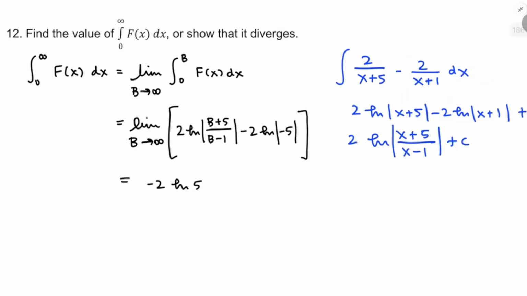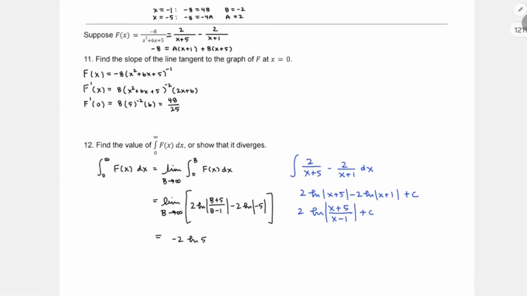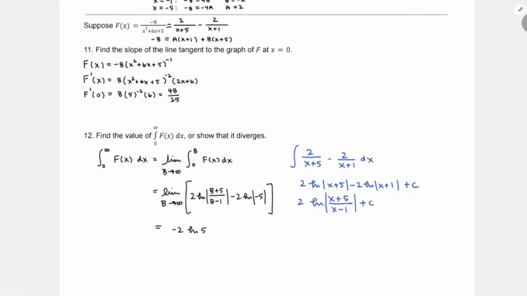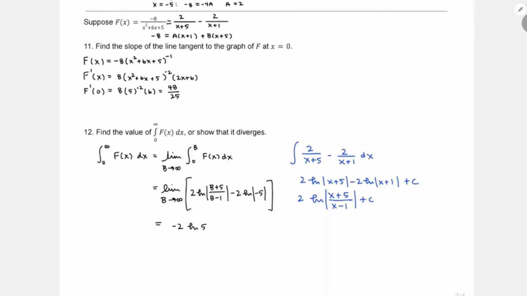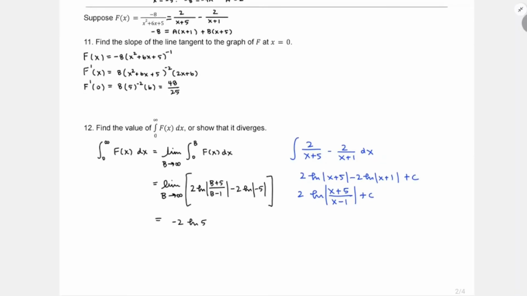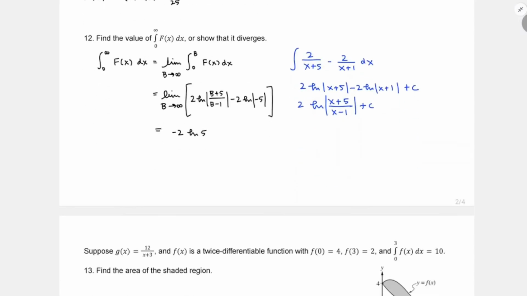Okay, that's an interesting one, but I can see that that is probably a negative function on a positive interval. So I guess it would make sense that I would get a negative value.